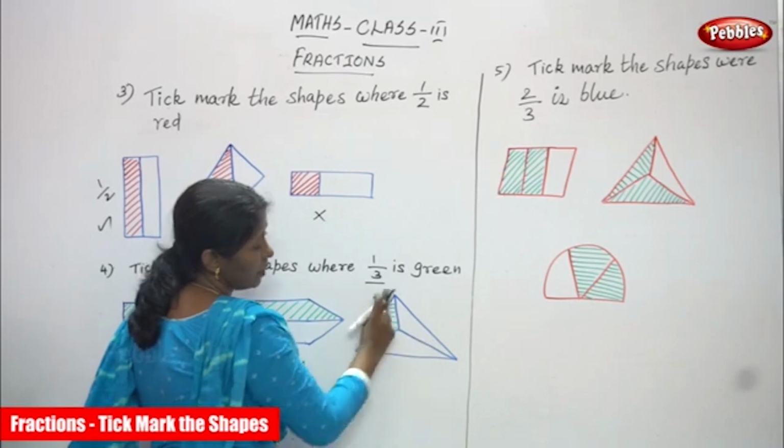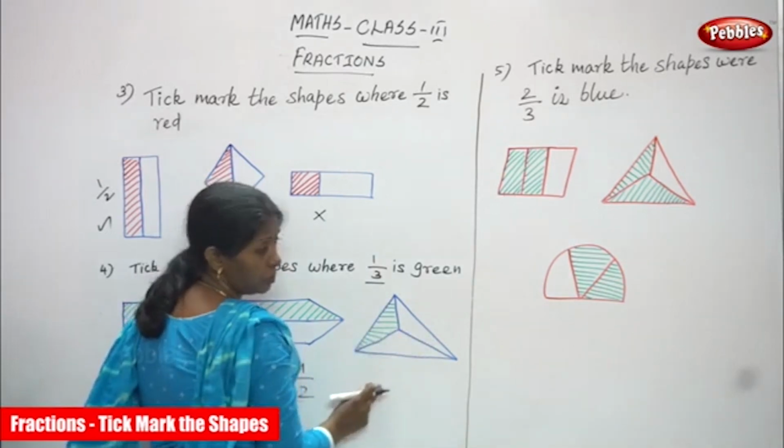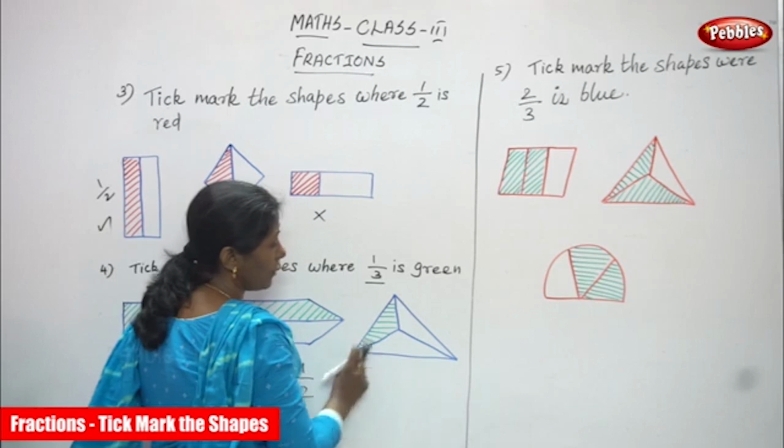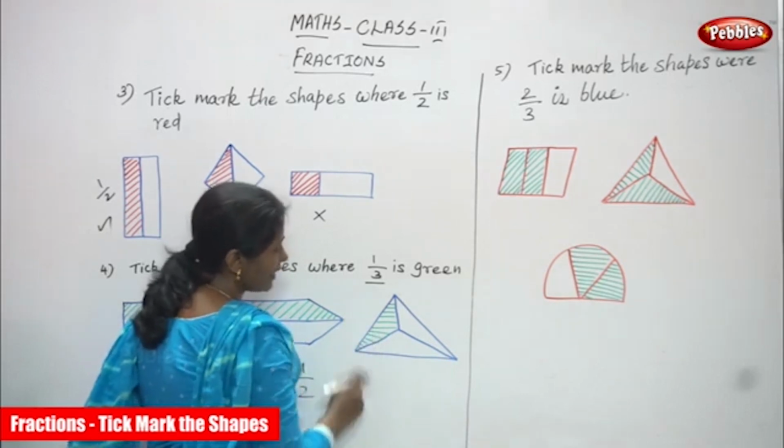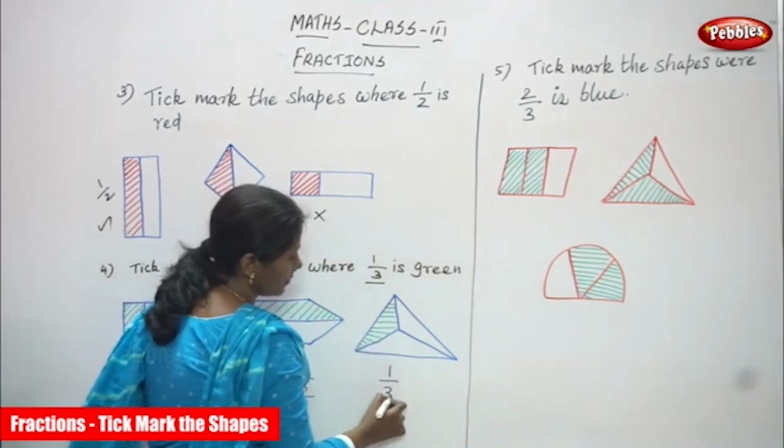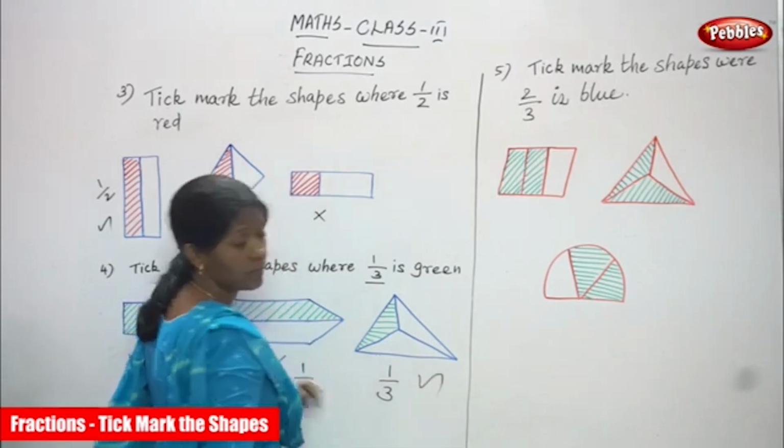And third, this is a what? Triangle. So I cut into three parts, but shaded only one part, or one portion is green in color. So it comes under 1 by 3 fraction. So I put a tick mark for this diagram.